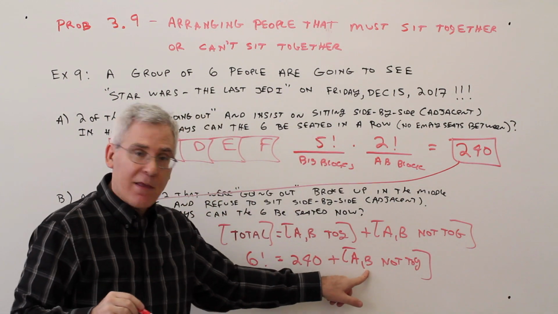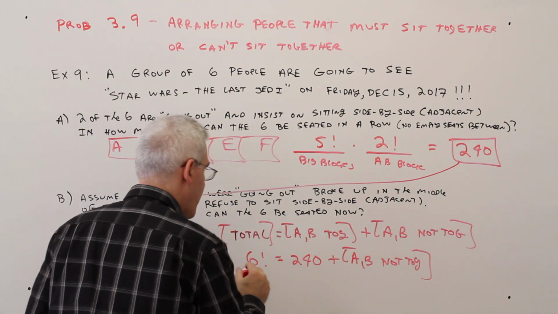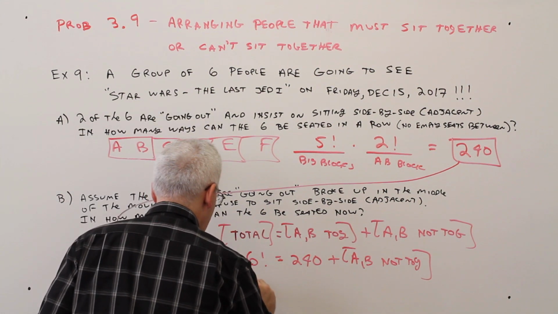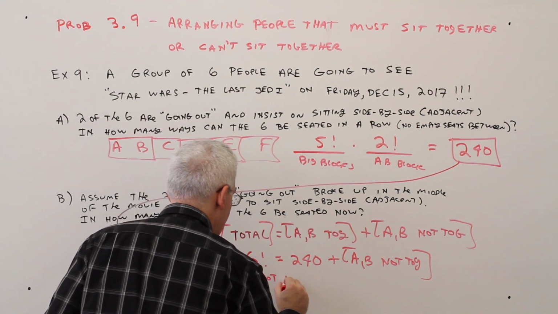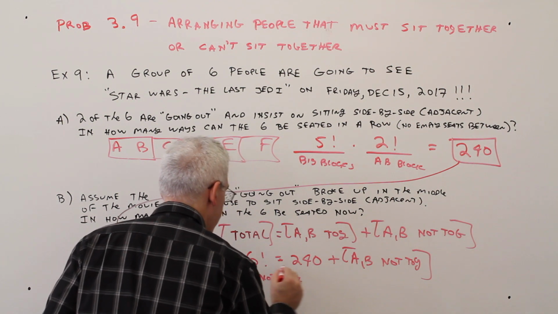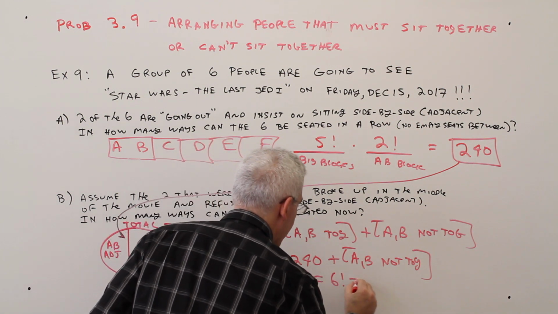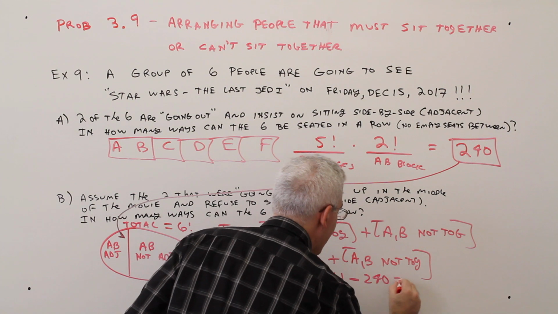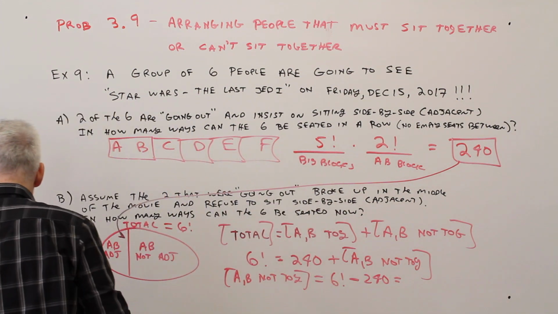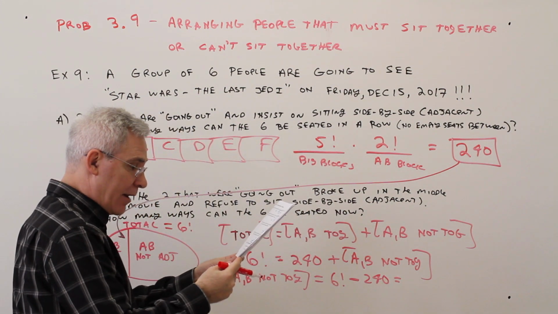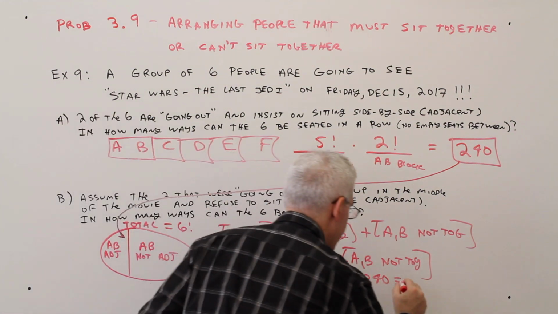So to solve for this, I just subtract. My answer would be A and B not together equals 6 factorial minus 240, and I worked that out already, and I got 480.